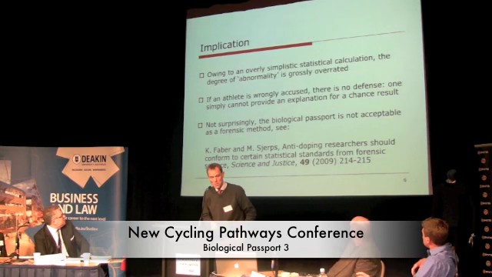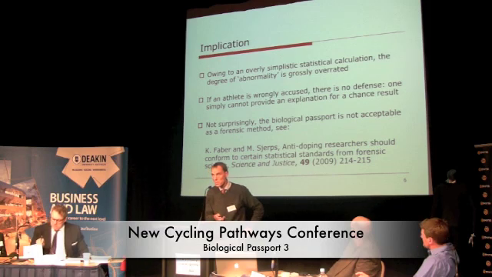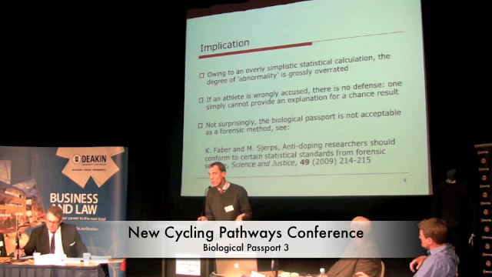The implication, of course, is that this is an overly simplistic statistical calculation. The degree of abnormality is grossly overrated, which means if you have a fluctuation by chance and you enter the panel review stage, there's no way of defending yourself. Because how are you going to explain a chance fluctuation? Your own expert stands against the wall. Not surprisingly, I published this together with a former colleague. This is not acceptable as a forensic method.